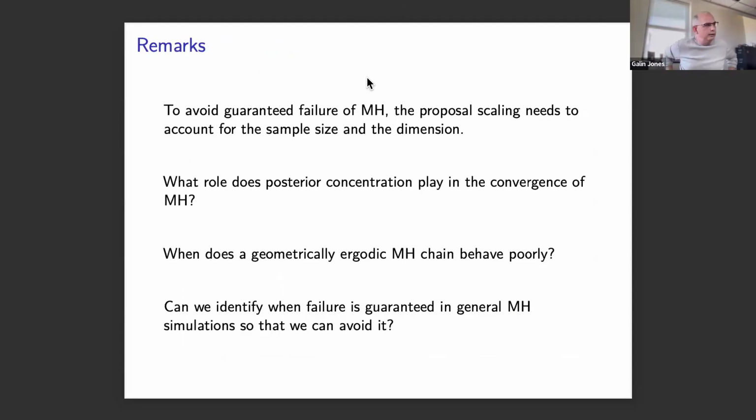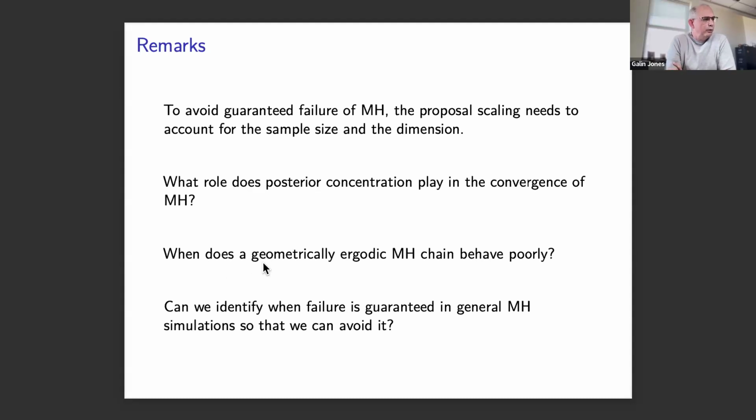So to avoid guaranteed failure of Metropolis-Hastings, the proposal scaling needs to account for both the sample size and the dimension of the problem. It's a little unclear. There's a little bit of work about this in the literature, but not a lot about what role posterior concentration plays in the convergence of Metropolis-Hastings algorithms.